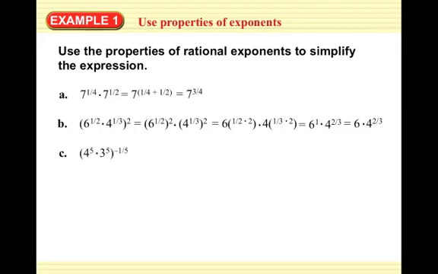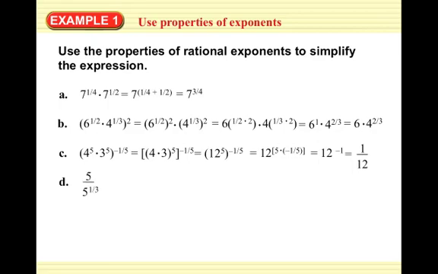4 to the 5th times 3 to the 5th, all to the negative 1/5 power. What we can do there is, since both bases are raised to the 5th power, we can go ahead and multiply first. So we'll have 4 times 3 to the 5th power, all raised to the negative 1/5. 4 times 3 is 12, so we've got 12 to the 5th to the negative 1/5. So we can do 12 to the power of 5 times negative 1/5. So that's 12 to the negative 1 because 5 times negative 1/5 is negative 1. And so that's just the reciprocal of 12. So the answer is 1/12.